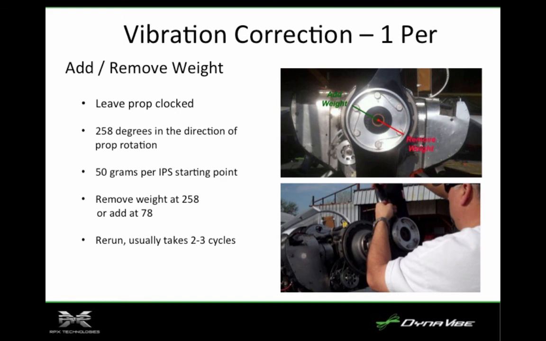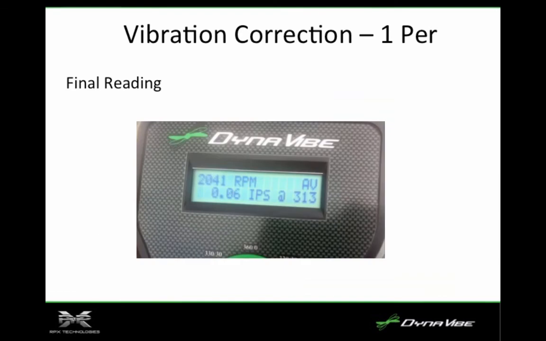So the system tells you where that assembly is heavy. You could remove weight there, but in most cases it's a lot easier to add weight. So we're going to add weight to the opposite side. We start with 50 grams per IPS. In this case we're going to add at 78 degrees in order to make that correction. We're going to rerun. Normally it takes 2 or 3 runs to get that vibration down. I think this was after 3 runs, a final reading of 0.06 IPS at 313 degrees. Normally we want to see that below 0.07 and then we'll stop.